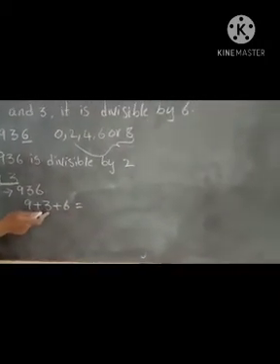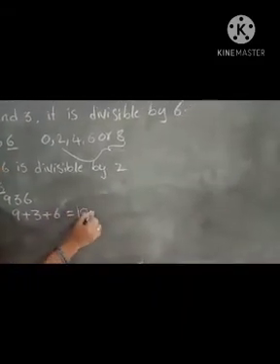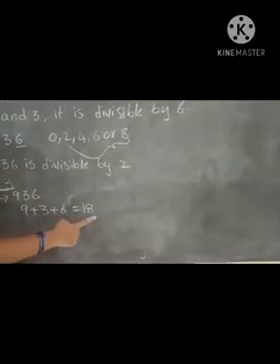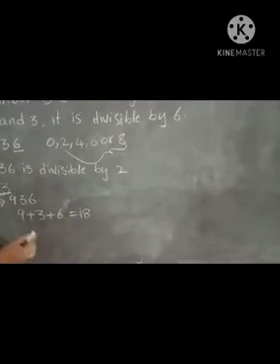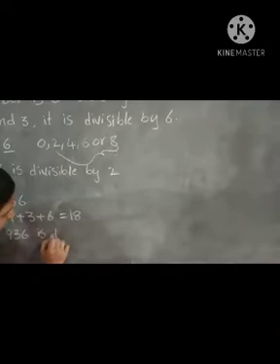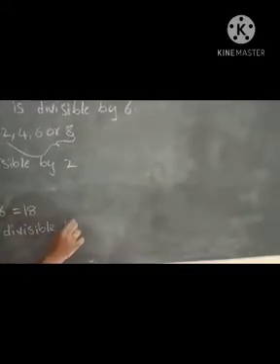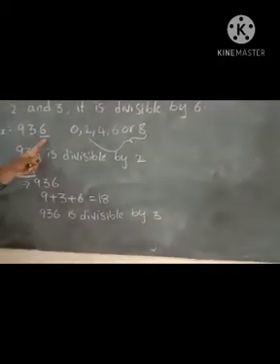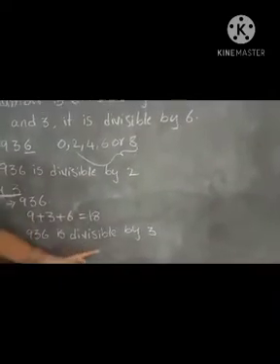6 plus 3 is equal to 9. 9 plus 9 is 18. In the 3 table, is 18 there or not? Yes, in the 3 table, 18 is there. How many times? 3 sixes are 18. So 936 is divisible by 3. Here 936 is divisible by 2 and it is also divisible by 3.